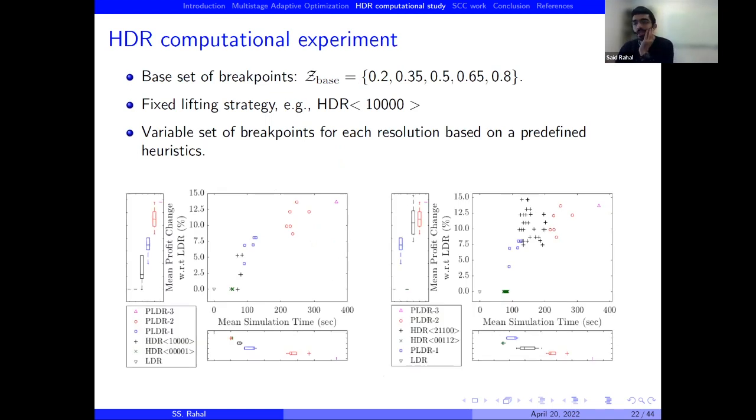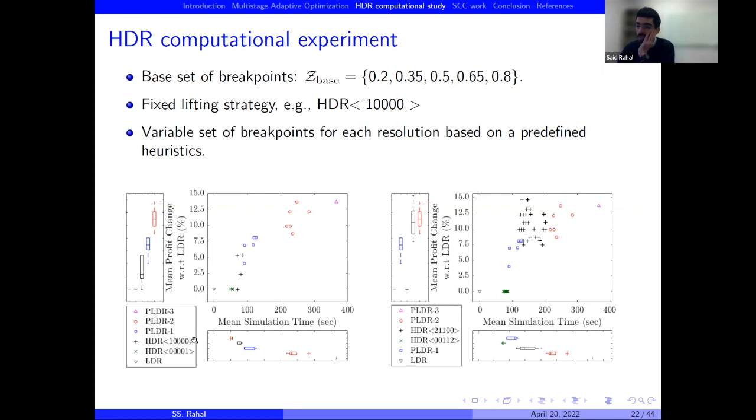For this experiment, we assume a superset for the breakpoints, and then we introduce some heuristics to choose these breakpoints and define the uncertainty resolution. Here the main idea is that hybrid decision rules can offer a good trade-off between solution quality and computational cost with respect to the PLDRs and LDRs, let's say with respect to what we call homogeneous decision rules.